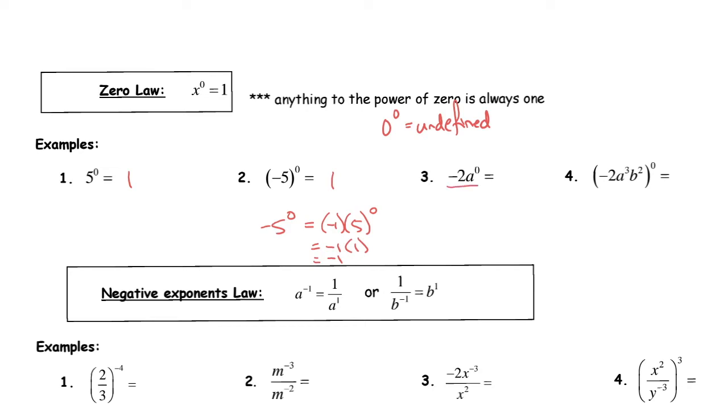Just like over here, I've got a negative 2 multiplied by a to the 0. Now, that exponent only applies to the a. And so this becomes negative 2 multiplied by 1, or just negative 2. Now, in this last one, though, because of the parentheses around that whole base, this one is going to go to 1 anyway. That whole thing is the base, and the base to the power of 0 is just going to be 1. This is assuming, though, that the variables here aren't equal to 0, that there are no zeros in the base. Okay, hope that makes sense.